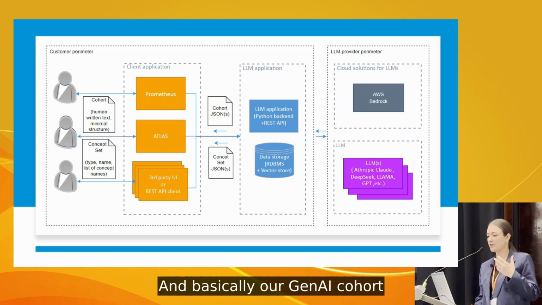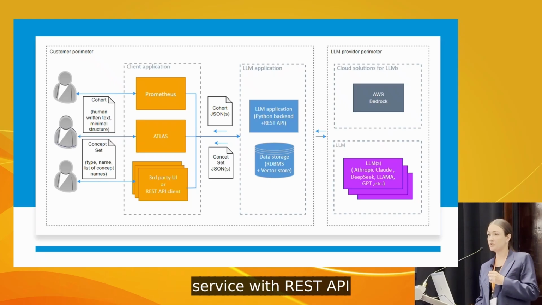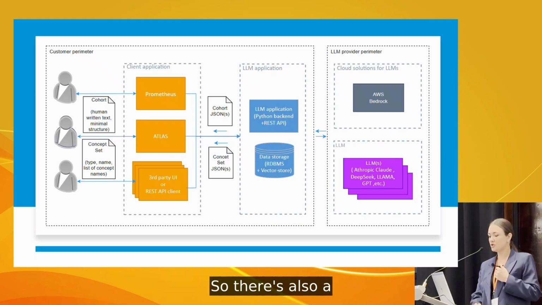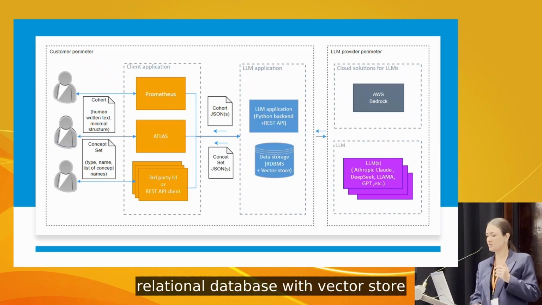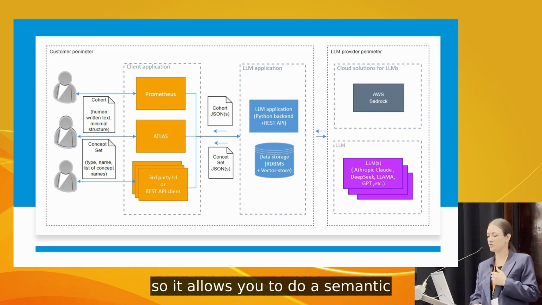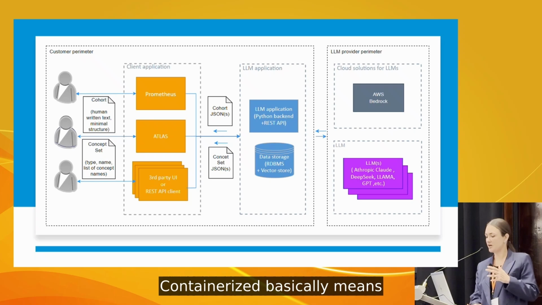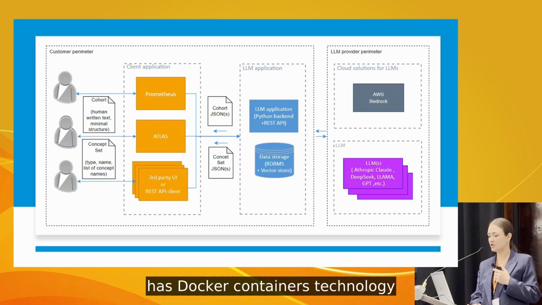Basically, our GenAI cohort and concept set generator is a containerized Python backend service with REST API. There's also a relational database with vector store, so it allows you to do a semantic vector search of OHDSI concept vocabularies. Containerized basically means that it's easily deployable to any infrastructure that has Docker containers technology.